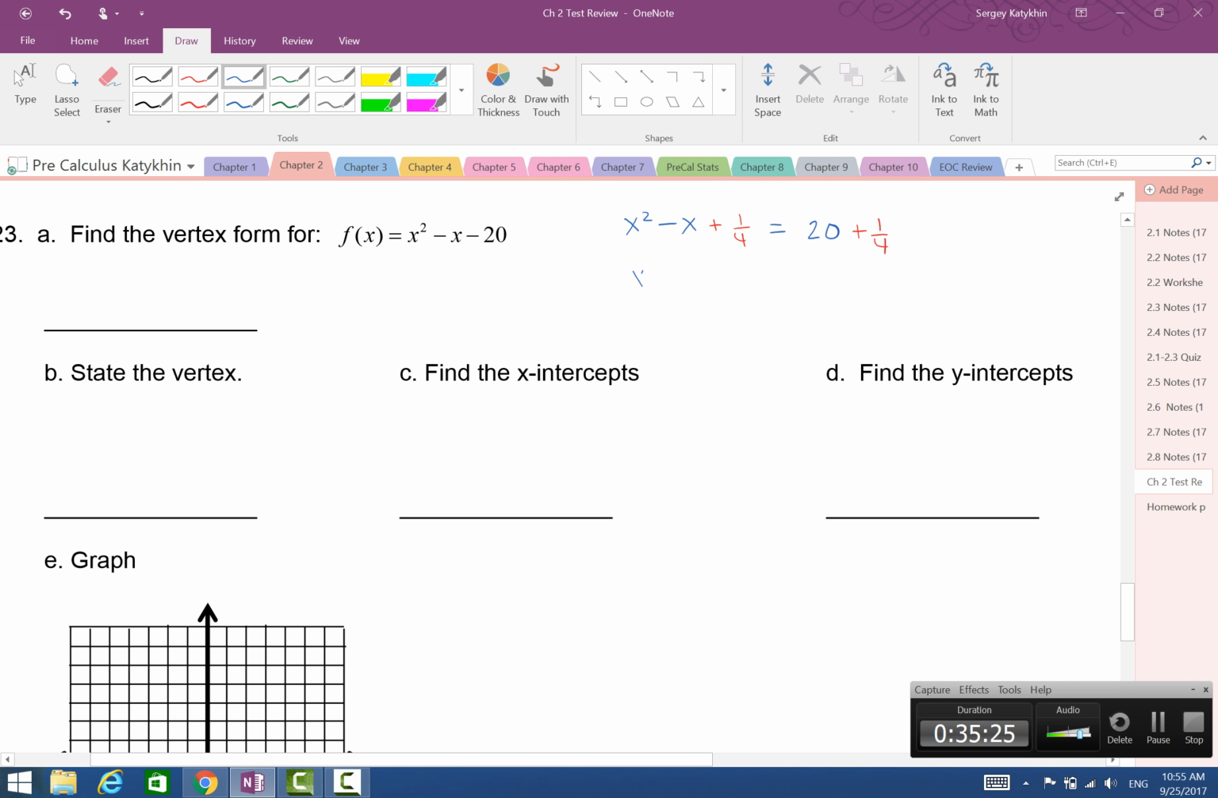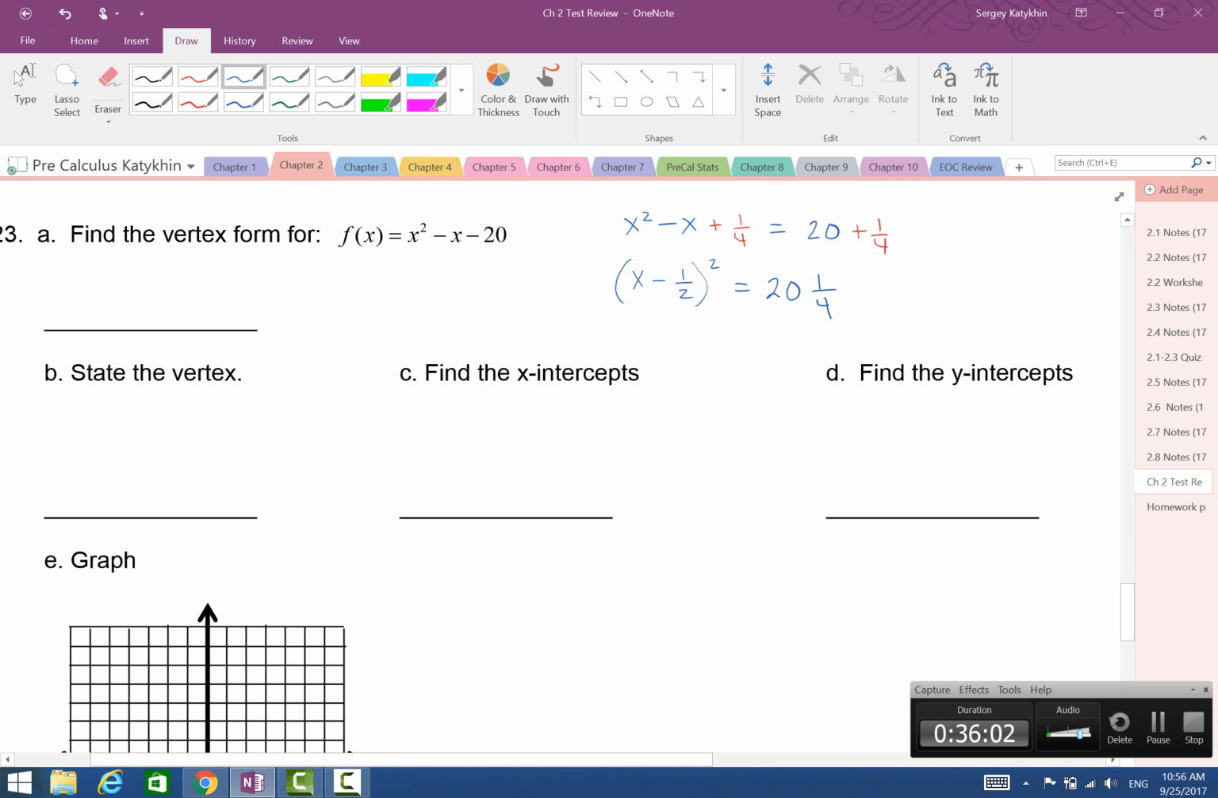So this will give me x minus 1/2 squared is equal to, if you want to do 20.25, you can. So we can keep it as a fraction, or we can keep it as a decimal. Really does not matter. I'm going to keep it as a fraction since my other term is a fraction as well. So it'll be 20 and 1/4, not 1/2. So make it as a mixed number.